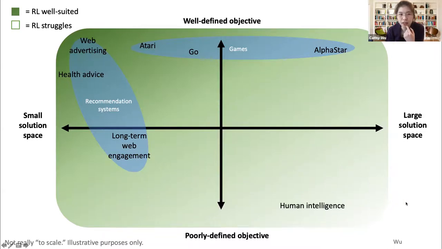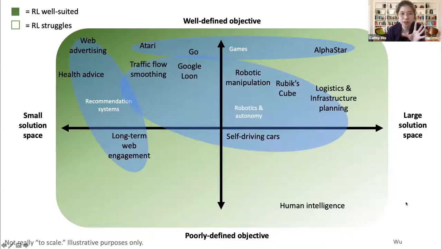Let's add another category. So here is a space of robotics and autonomy questions. On the end of the smaller solution spaces, we have some work on traffic flow smoothing, which I'll talk more about, Google Loon, which I'll talk more about, and increasing in solution space size, getting to robotic manipulation, which is not well-defined. This is like a ton of different problems, and I'm sure you're all more aware of this than I am. One very well-defined problem is this Rubik's Cube problem. And then we have larger problems such as logistics and infrastructure planning problems.